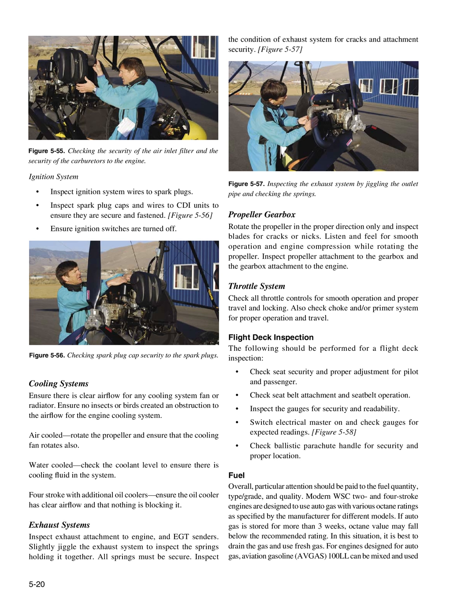Cooling systems: ensure there is clear airflow for any cooling system, fan or radiator. Ensure no insects or birds created an obstruction to the airflow for the engine cooling system. Air-cooled: rotate the propeller and ensure that the cooling fan rotates also. Water-cooled: check the coolant level to ensure there is cooling fluid in the system. 4-stroke with additional oil coolers: ensure the oil cooler has clear airflow and that nothing is blocking it.